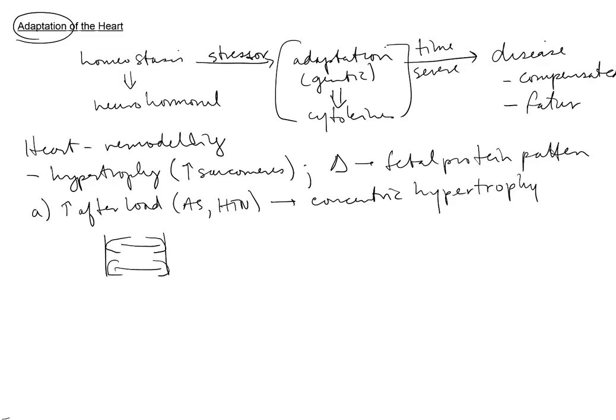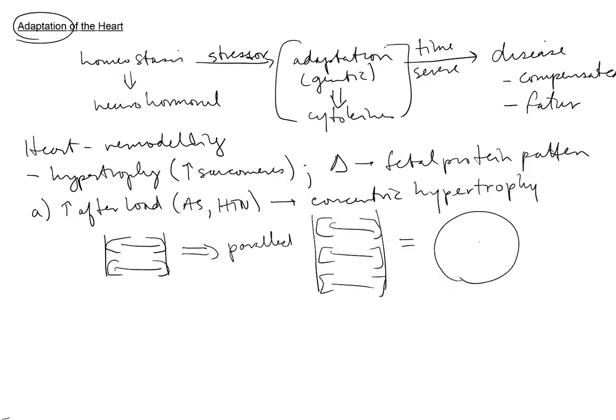And when we see response to afterload, we're going to get a parallel proliferation, so that we're going to see an increase in the number of sarcomeres, increasing the thickness of the sarcomere. Grossly, we're going to see about the same diameter, but we're going to see this marked increase in the thickness of the wall. The problem with that is that it's going to increase our diastolic filling pressure, and it's going to decrease our stroke volume. But it does help the problem of the heart.